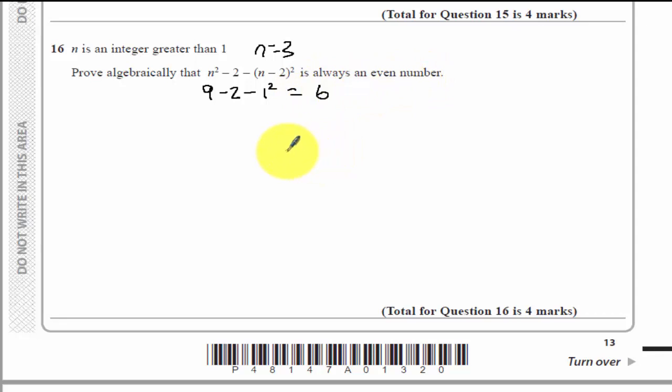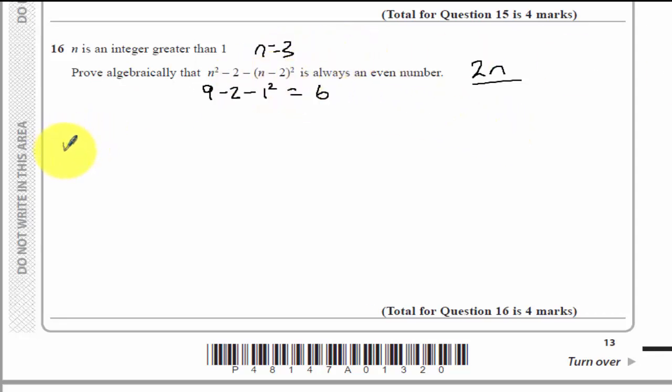Okay, so what I'm trying to do is take this expression, n squared minus 2 minus (n minus 2) all squared, and simplify it in the hope I get something that's always going to be even. For example, if this expression simplified to 2n, that's clearly always going to be an even number because it's 2 times something, and 2 times anything is the 2 times table and they're all even.